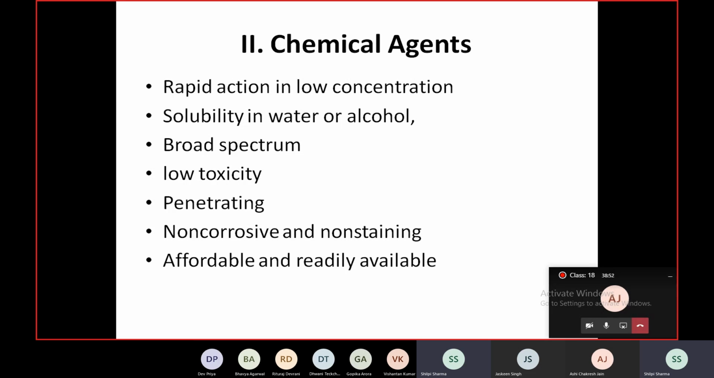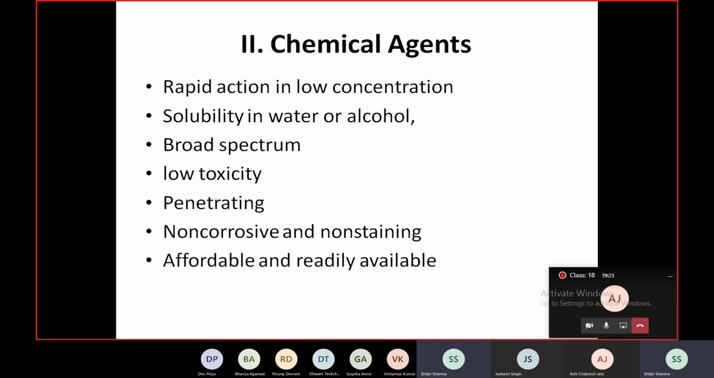And if you're looking for an ideal chemical agent, basically, you can understand it should kill the microorganisms in the shortest possible time at a low concentration. It should be low in toxicity for the user and should not damage the material which is being treated. Also, it's preferable that it should show solubility in water or alcohol for application and have a broad spectrum.